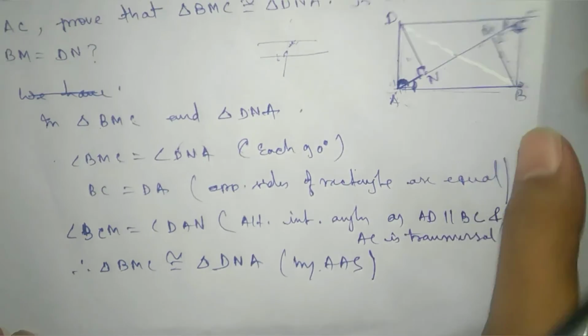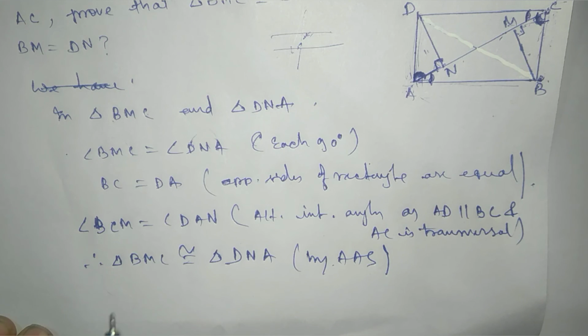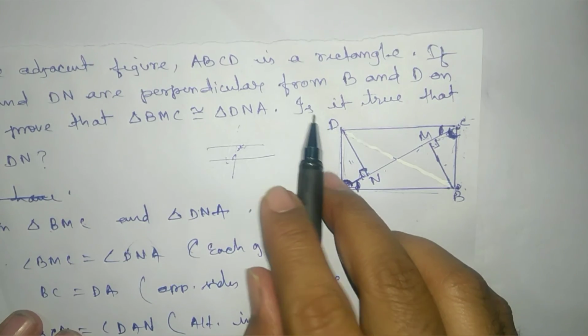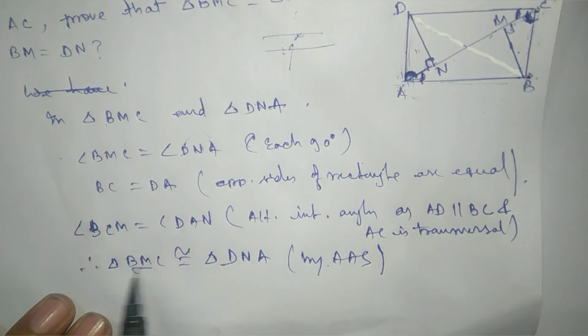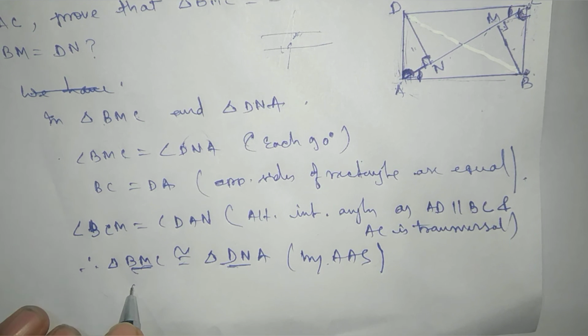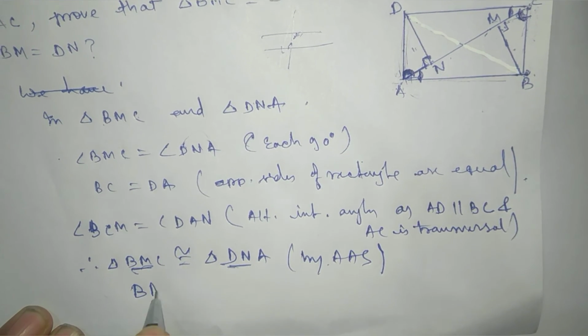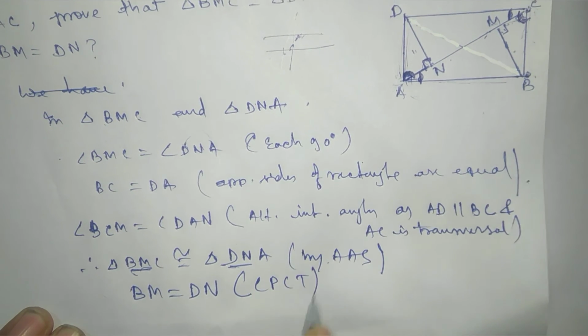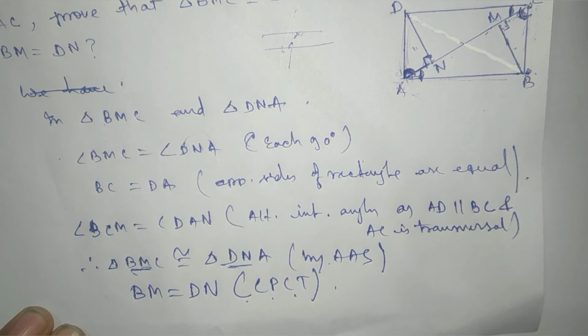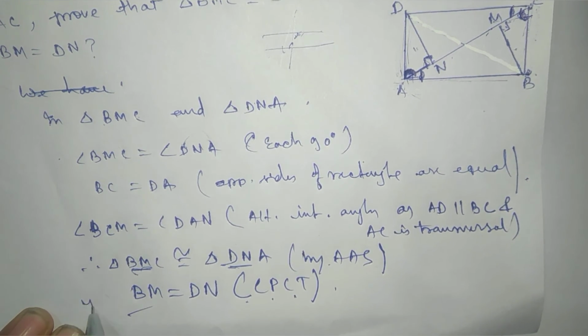Now if the triangles are equal, their corresponding parts are also equal. So they are asking, is it true that BM equals DN? Look here, BM equals DN. Yes, we'll say BM equals DN, and the reason we'll write is CPCT, corresponding parts of congruent triangles. This is the reason. Yes, your answer is yes.